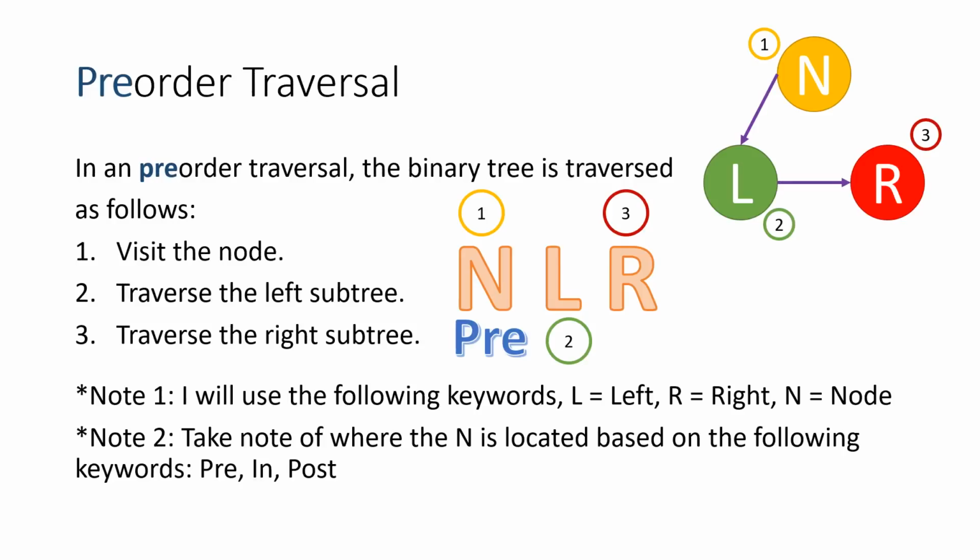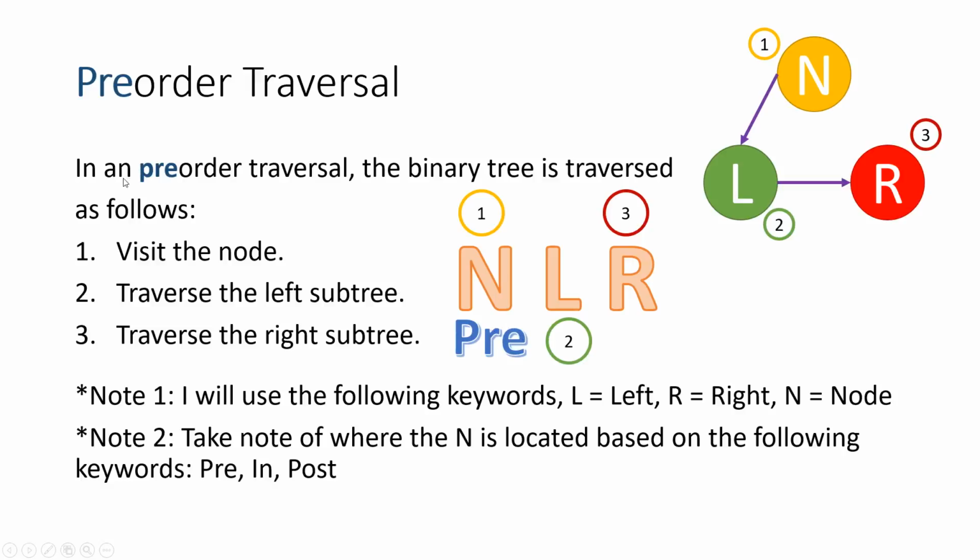In a PreOrder traversal, you'll notice that I've labeled these numbers 1, 2, and 3. You'll see them over here, 1, 2, and 3. And I've also put 1, 2, and 3 over here, where you've got N for node, L for left, and R for right. Why I've done this is I've put here pre, so that you can notice how the node is basically in the beginning, which is where the pre part comes from.